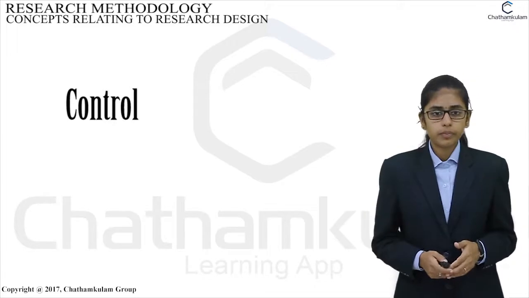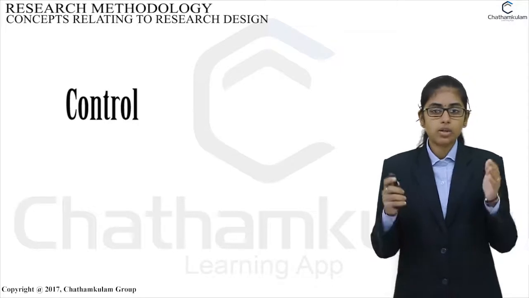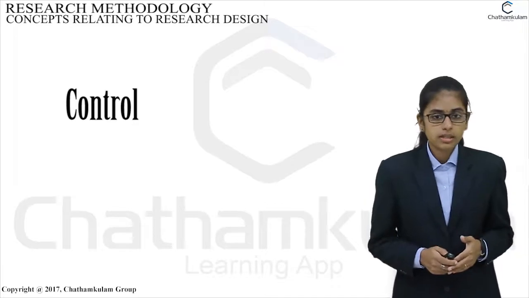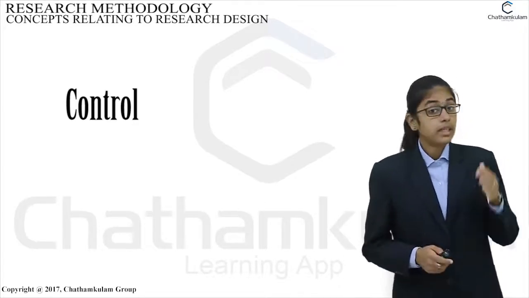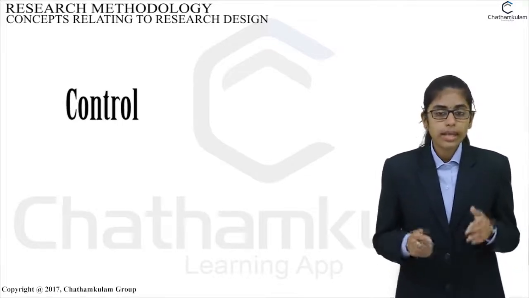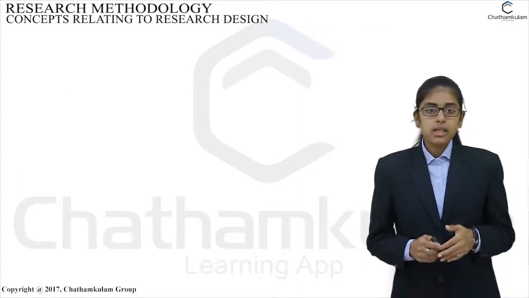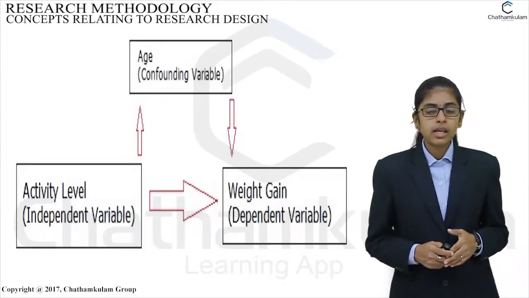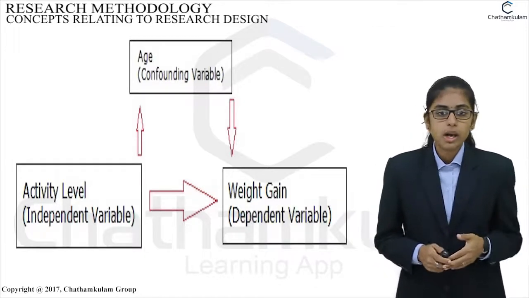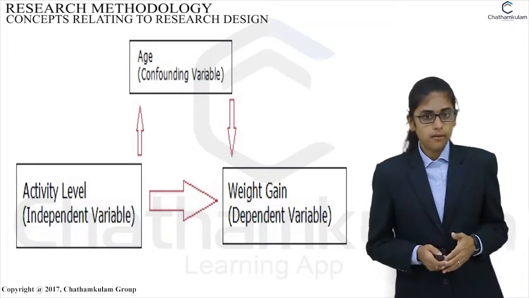Then, control. One of the most important features of a good research design is to minimize the effect of extraneous variables. Technically, the term control is used when a researcher designs the study in such a manner that it minimizes the effect of extraneous variables. The term control is used in experimental research to reflect the restraint in experimental conditions. Then, confounded relationship. The relationship between the dependent and independent variable is said to be confounded by an extraneous variable, when the dependent variable is not free from its effect.